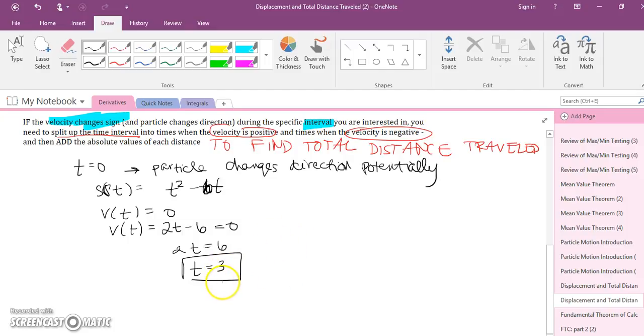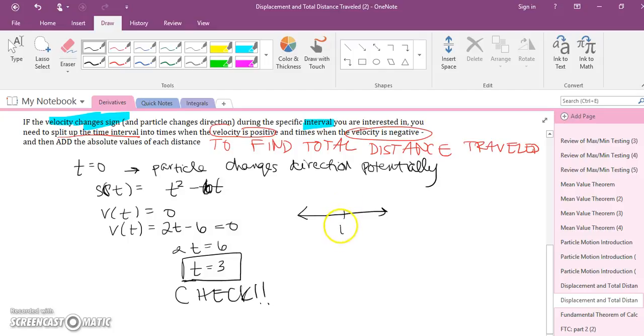You need to make sure that the particle is actually changing direction. Don't just assume that because the velocity is 0, it changes direction. Even though we already know it does change direction because we looked at the graph, that's not going to be the case for pretty much every problem you do in this class. Because what could happen is a particle could be moving to the right, stop, and then keep moving to the right. So velocity was 0 there, but the particle didn't actually change direction. So you need to test to make sure the velocity changes sign.